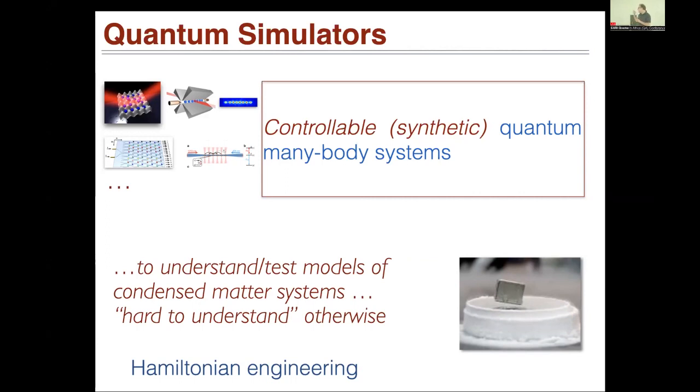I would like to stress the fact that you test the model, you don't test the system. So when you study high temperature superconductivity with a quantum simulator, what you do is implement the Hamiltonian of the Hubbard model, and you test to which extent the Hubbard model is a good model for high temperature superconductivity. So we are talking about Hamiltonian engineering.